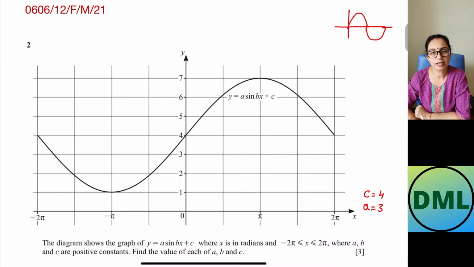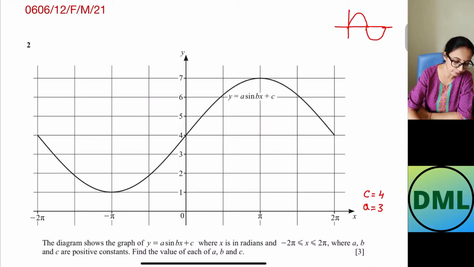I need to find out the B value. To find out the B value, I need the period. That means in how many radians does my one cycle complete. As you can see from here, the graph starts from here. It will go up and it is coming down and it touches here. That means only this part of the curve is complete. That means this is half of my cycle. Half of my cycle completes in 2 pi radian. So a full cycle will complete in 4 pi radian. One cycle completes in 4 pi radian. 4 pi radian will be your period.